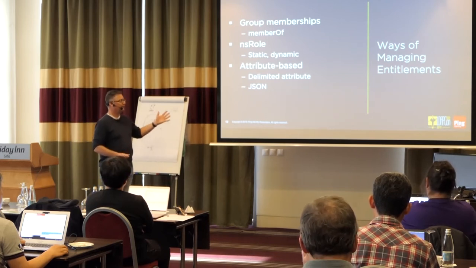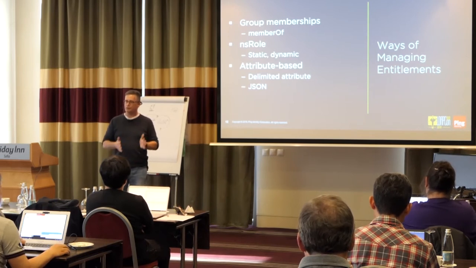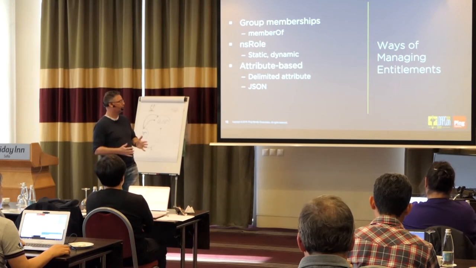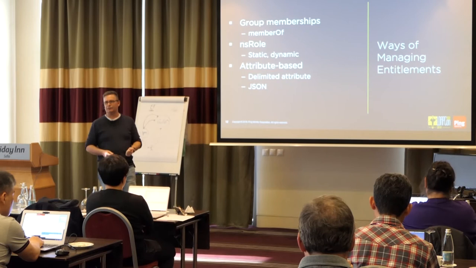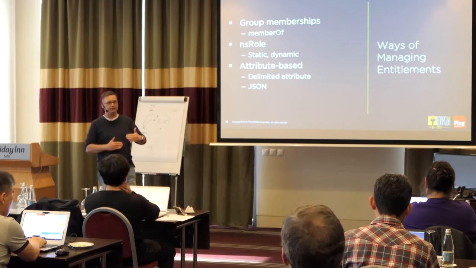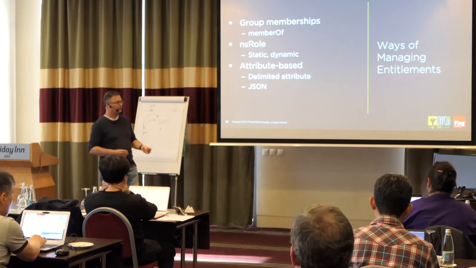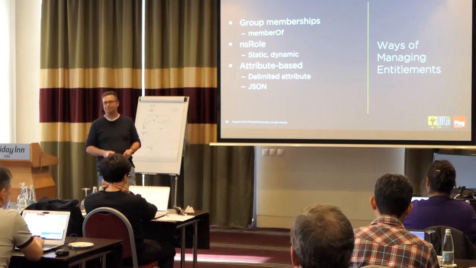The options you have: providing one attribute with a whole lot of delimiters in it, so you can slice and dice the different pieces of the role and the entitlement. Or what I'd like to present today is using JSON natively in the directory. And that then gives you the ability to build out quite a complex schema specifically for entitlements that can then be used very easily by developers over REST.